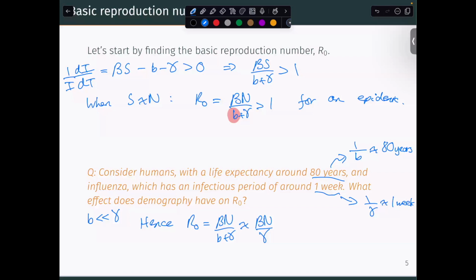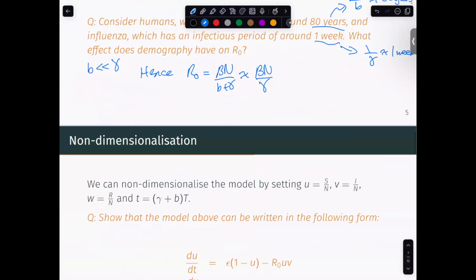This simplification is one of the reasons why, in a human epidemic, we will often ignore demography if it's a relatively short period of time, occurring over, say, days or weeks. Then we don't really care quite so much about births and deaths that occur from other causes. Okay.